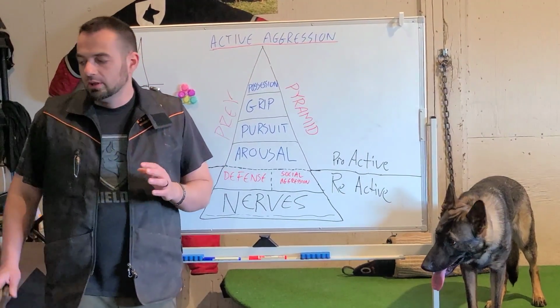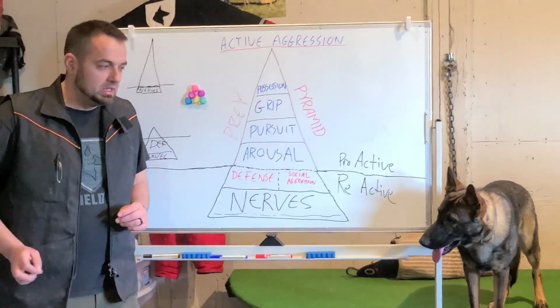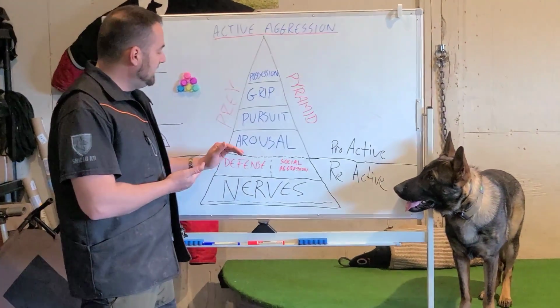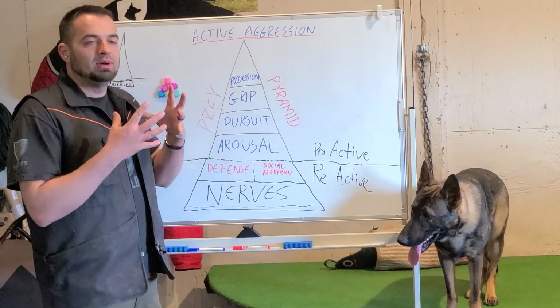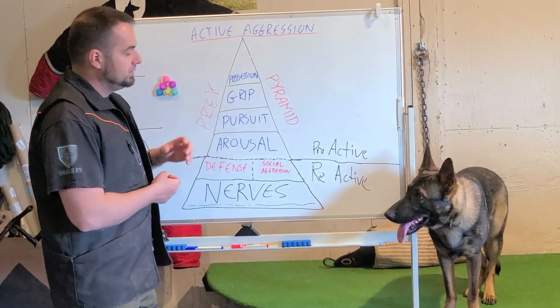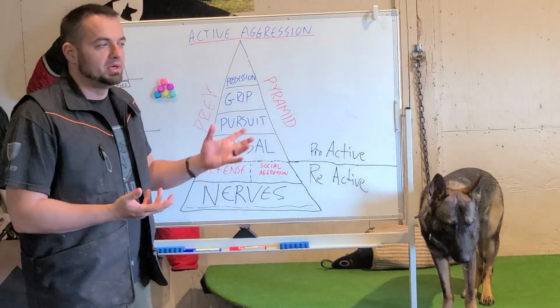A very good trainer who I've had the privilege to work with recently said that defense is the most powerful emotion. It overwhelms prey. So even if you have a dog who has fantastic prey drive, if you don't address that defense, your whole thing will fall apart, as I've already said.